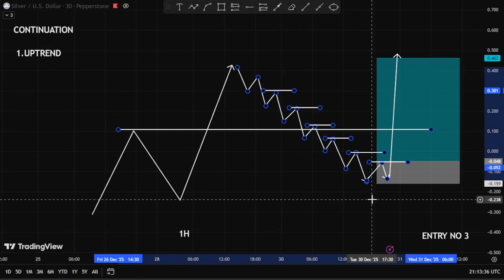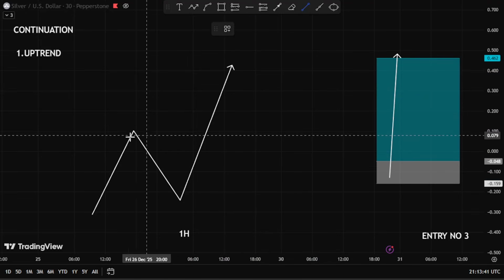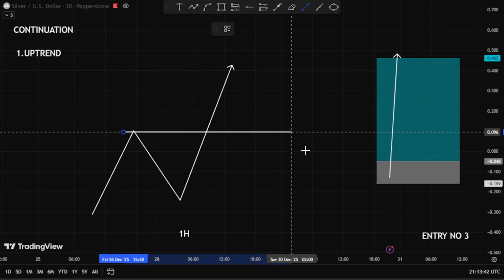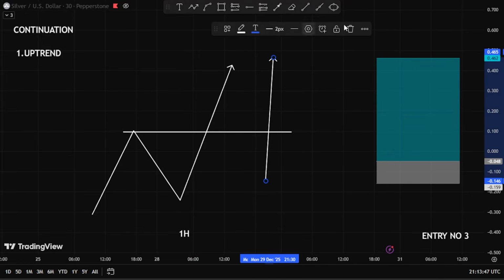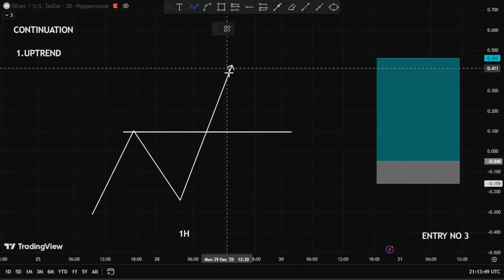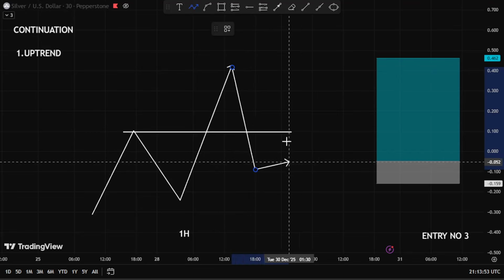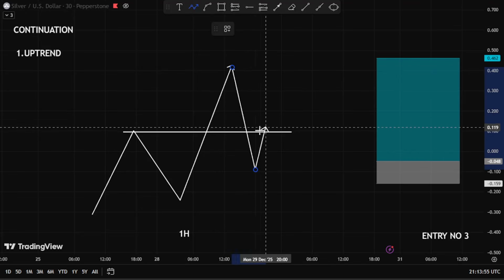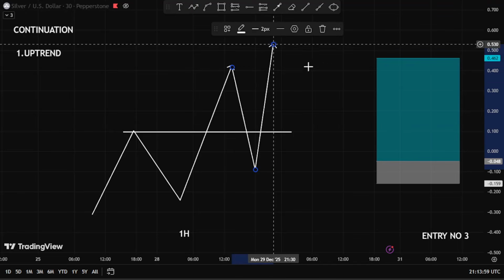So let me clear this for you. Price has given you that indication, and then it gives you that correction. So price corrects and comes back below this level. Entry number 3 is basically waiting for price to come back above this level and then taking your entries. So it's as simple as that.